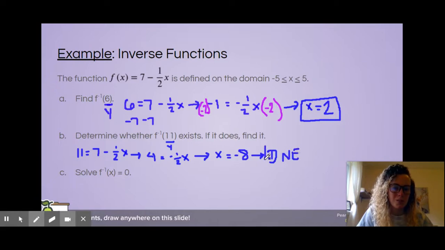And mathematicians, if you haven't noticed by now, are lazy, so I'm just going to write DNE, but you could obviously write it all out.